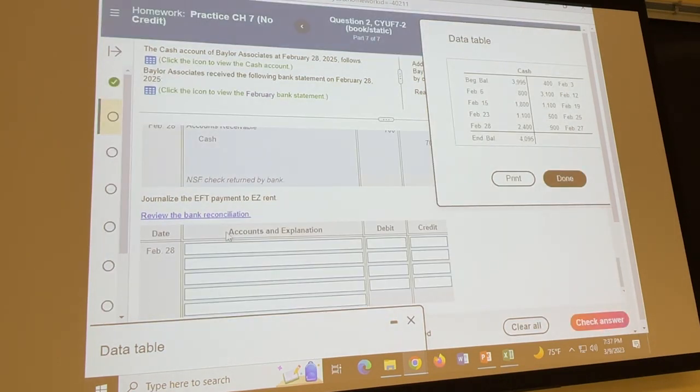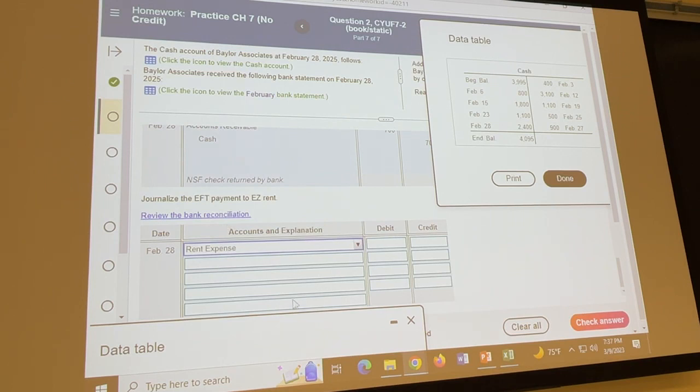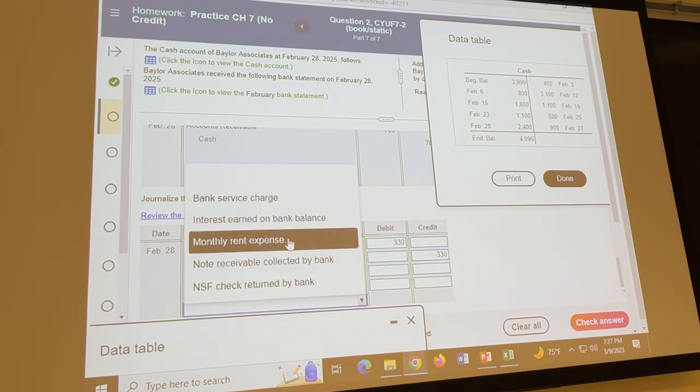And then EFT payment to Easy Rent. So the debit will be rent expense for $330. The credit will be cash. And we'll put monthly rent expense.